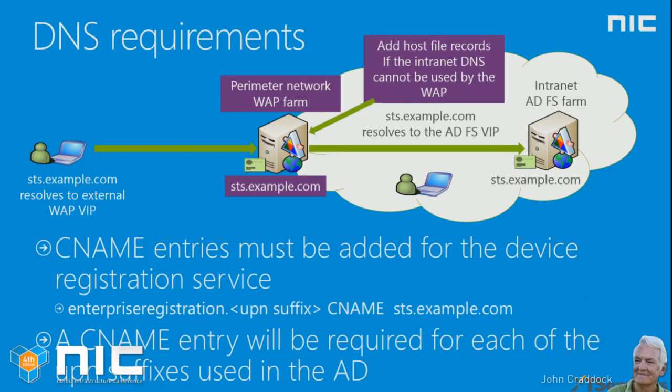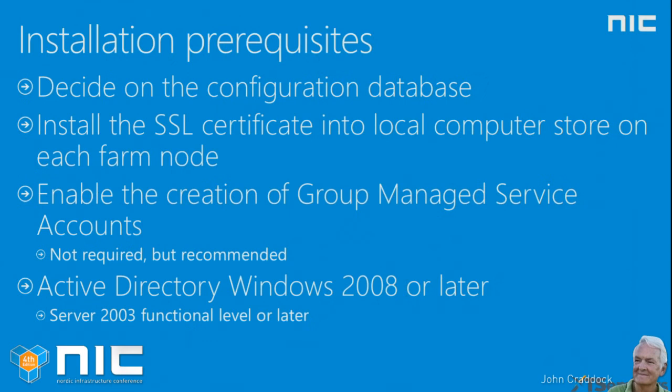So that's one component. If you've got multiple domains inside your organization, so we can log in as john@example.com, harry@xyz.com, debbie@abc.com, then we'll need CNAMEs for all of those, all resolving enterprise registration dot whatever to adfs.example.com. And then on the certificate, we'll also need those enterprise registration names in there. I will come back to that in a second.